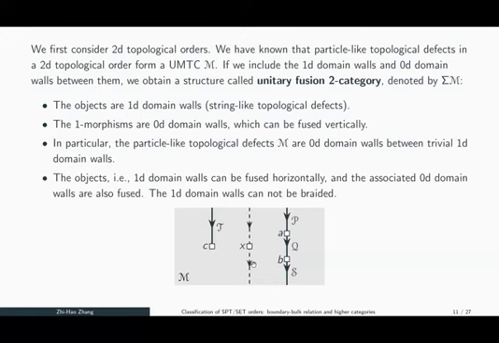And these string-like topological defects can be fused horizontally. For example, you can fuse T and P, and then the associated 0D domain walls are also fused together. If you fuse T and P, then C and A are also fused. So this is the monoidal structure of this fusion 2-category. But as you can see, the 1D domain walls cannot be braided, so it is not a braided fusion 2-category. It is only a fusion 2-category.